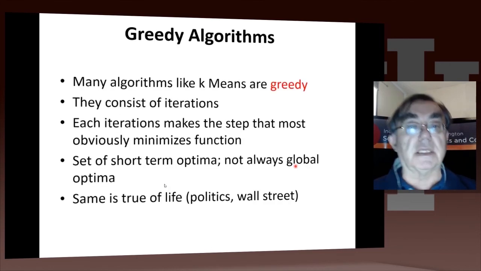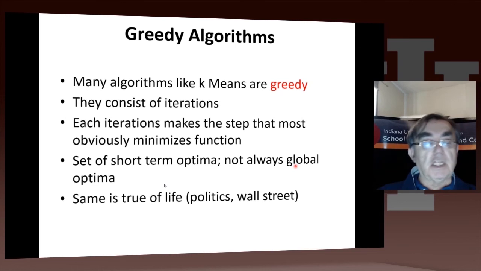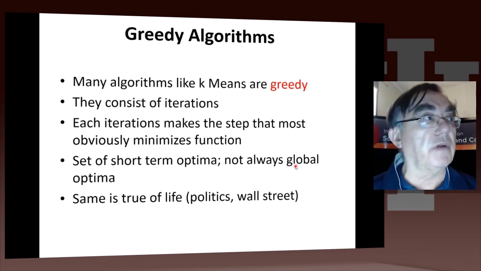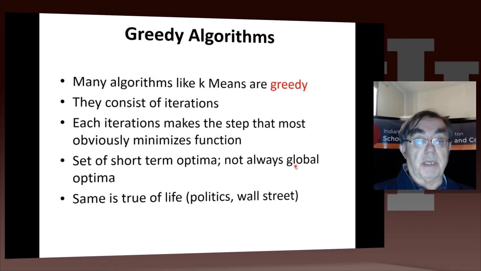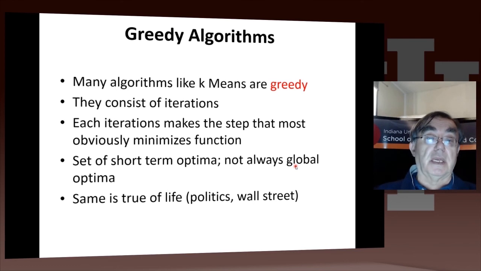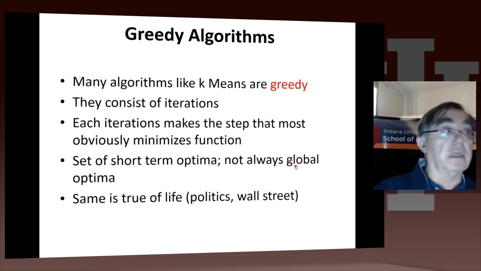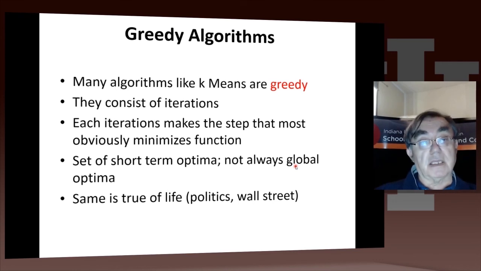Another important idea here is greediness. You will often see so-called greedy algorithms, and greedy algorithms are the following type. They consist of iterations. At every iteration, they do the most obvious thing. Namely, they make the step most obvious to minimize the function. That's k-means. It assigns points to the nearest center. That's the most obvious thing to do. And then it recalculates the cluster center based on the points assigned to it.